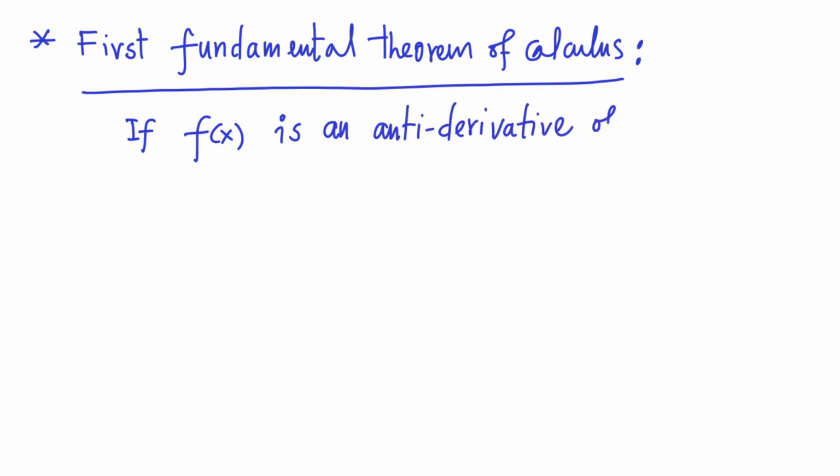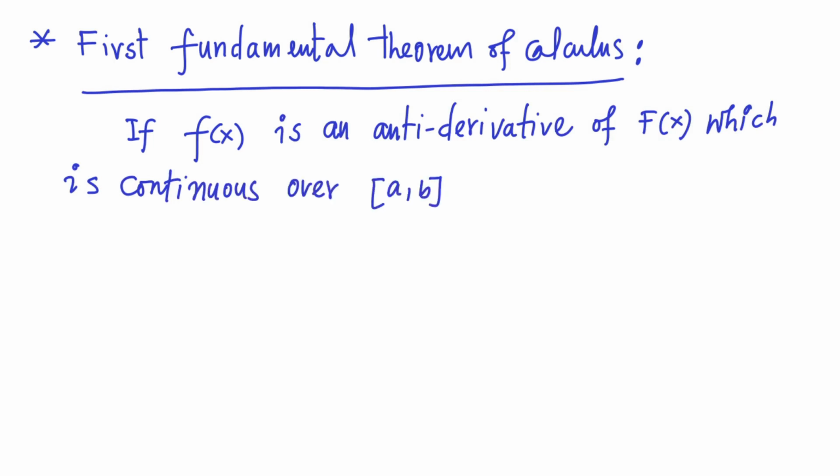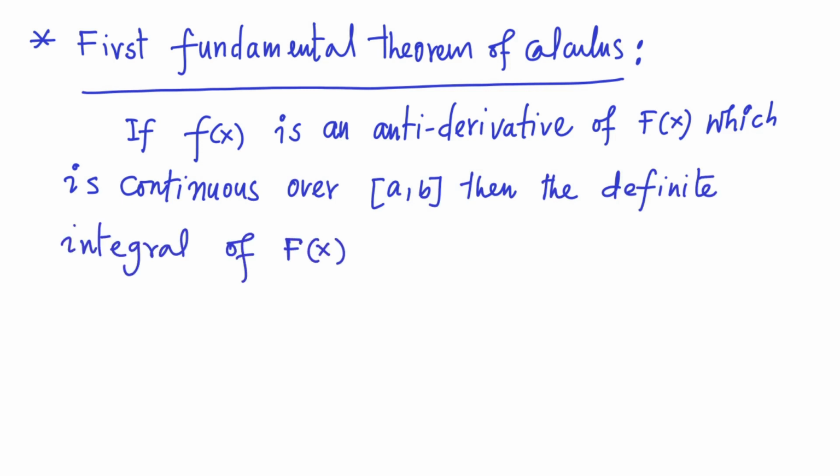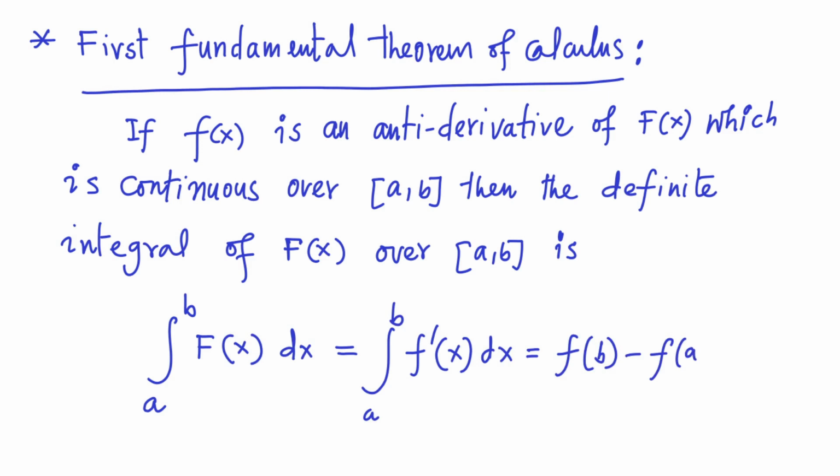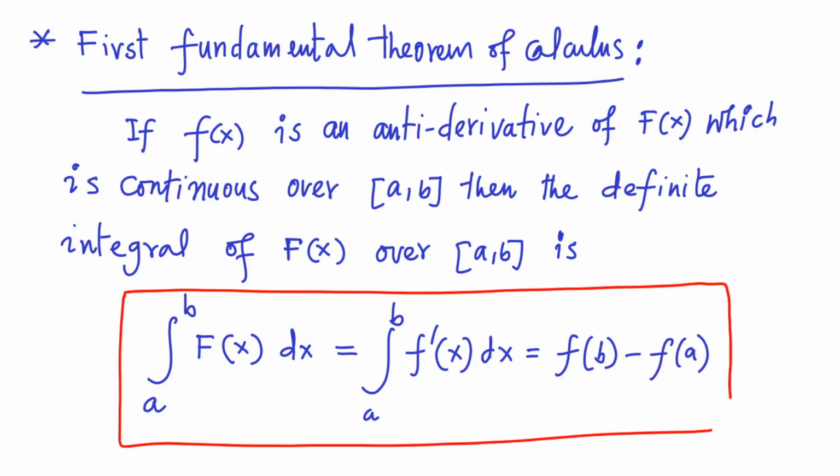antiderivative of a function capital F of x, which is continuous over a closed interval a comma b, then the definite integral of capital F of x over the interval is given, as you see it here, that integral from a to b capital F of x dx is equal to f of b minus f of a.